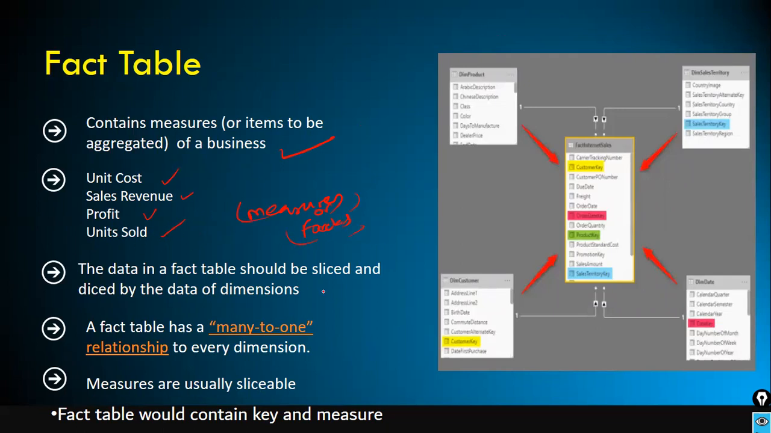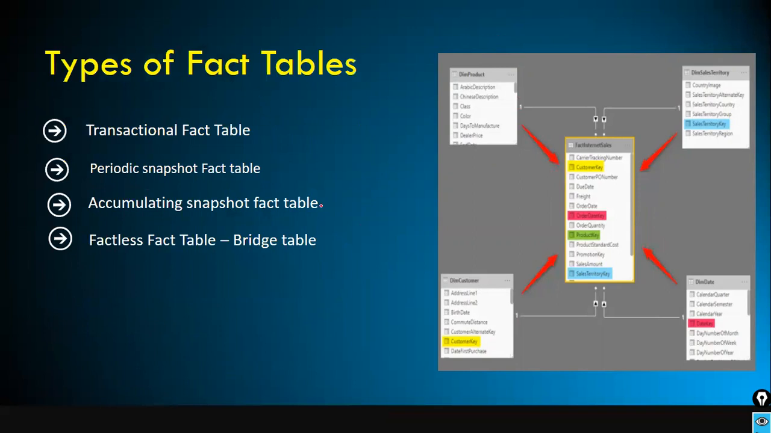So the data in a fact table should be sliced and diced by the data of dimensions. The fact table has a many-to-one relationship to every dimension, or we can say one-to-many or many-to-one. This is your many side. In Power BI, it uses star notation to represent many. This is one side, and this is one side, and this is also one side. This is your many side. Now you understood what is star schema, snowflake schema, what is a fact table, what dimensions are all about. And within the fact table, there are different types.